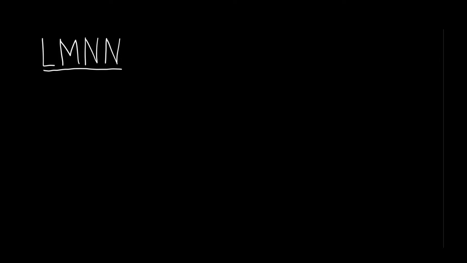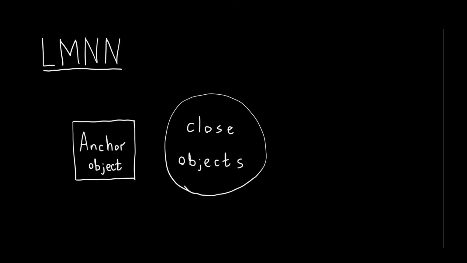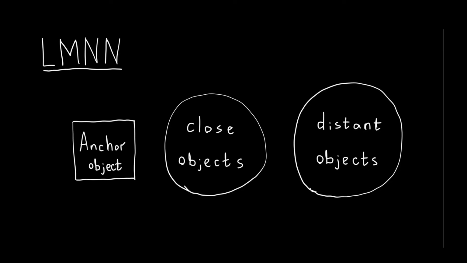But how exactly will Mahalanobis pick up on patterns in our data? We are going to configure it using large margin nearest neighbor, or LMNN for short. For each object, which we will call anchor, we will construct a set of objects which should be as close as possible to anchor, as well as a set of objects which should be as far as possible from anchor. The set of close points will consist of anchor's k closest neighbors from the same class. The set of distant objects will consist of all the points from classes other than anchor's.